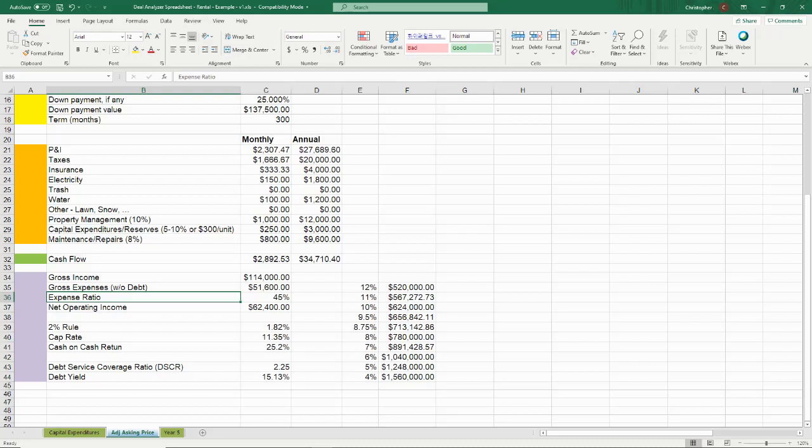an industrial park or community may be different than an apartment building. An apartment building might be different than a restaurant, and a restaurant might be different than a shopping mall. But I invest in multifamily apartments, so I know that the expense ratio is typically going to be around 50%, ideally less. We can see in this real estate asset that the expense ratio is 45%. So again, gross expenses without the debt and mortgage, $51,600 consumes 45% of the $114,000 that comes in.